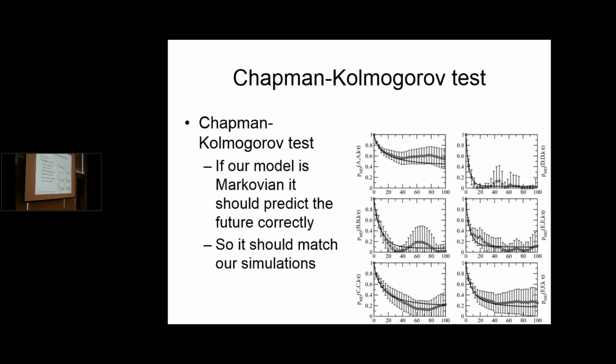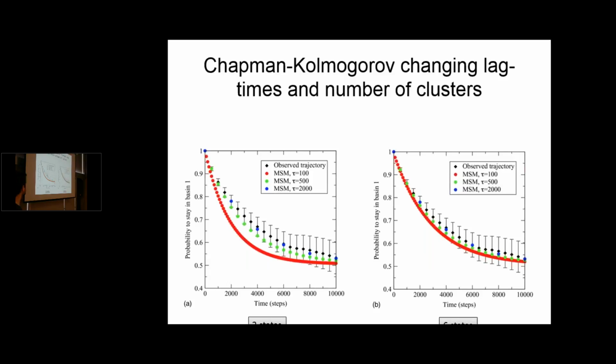Exactly. So we want to see if our model matches our simulations, essentially. But we can look at another thing here. If we build a model with a lag time of 100, we can see that it doesn't really match our simulations, which are these ones here, the black ones with the error bars. If we increase the lag time to 500, then it's starting to match a bit more. If we increase it to 2000, then it matches nearly perfect.